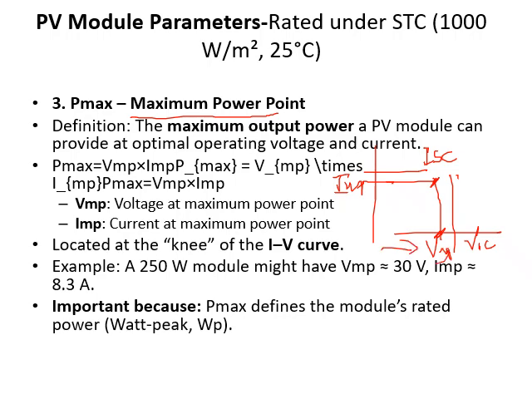So this axis is voltage and this axis is current. So this is the knee, right? So this is the point. For example, a 250 watt module might have VMP of 30 volts and IMP of 8.3 amperes. This is important because the Pmax defines the module's rated power.